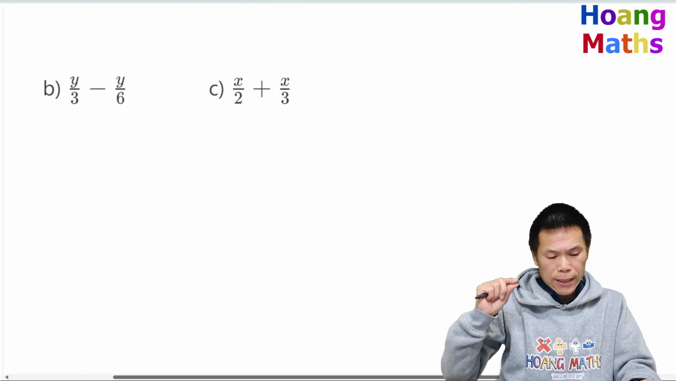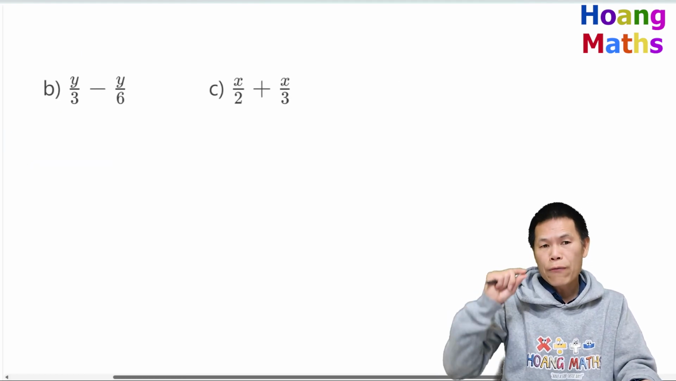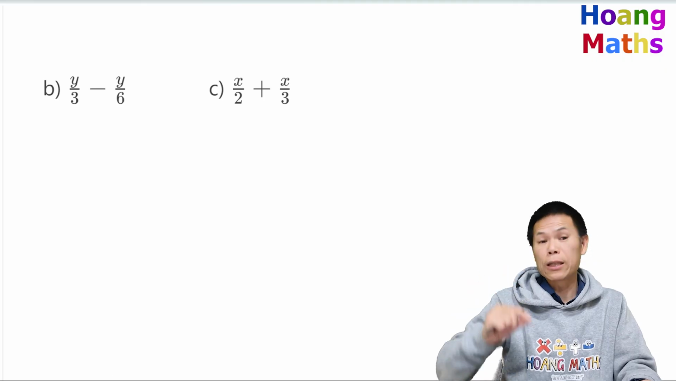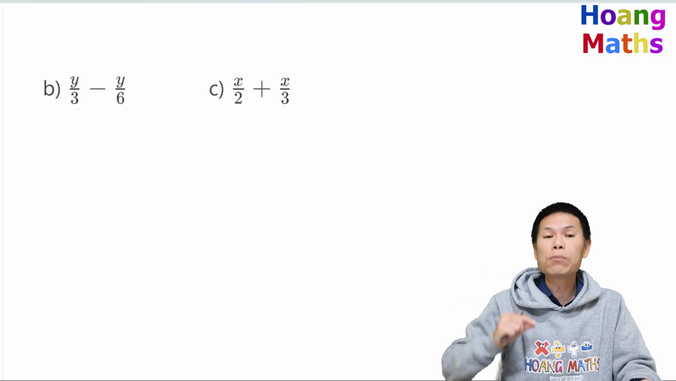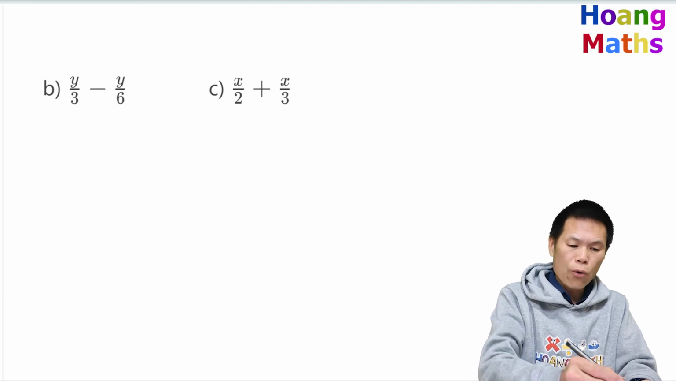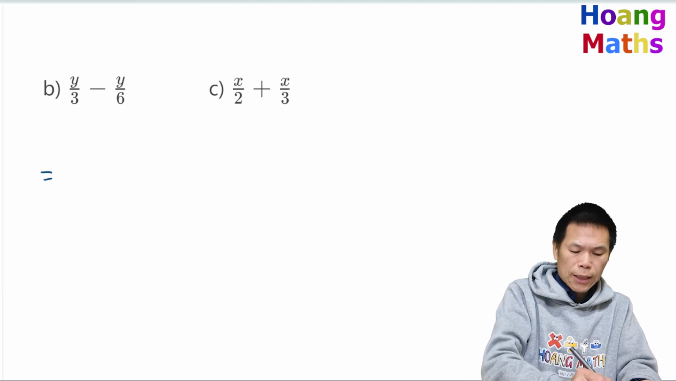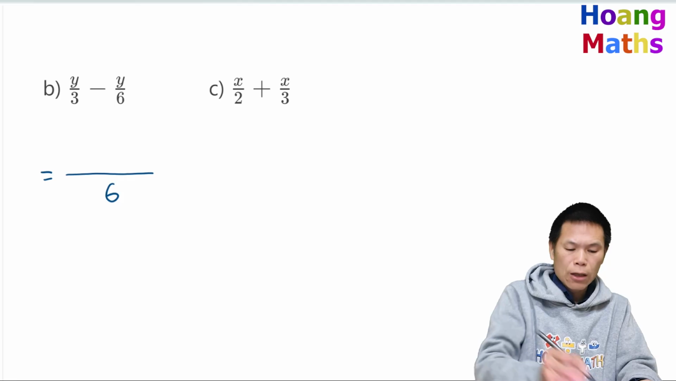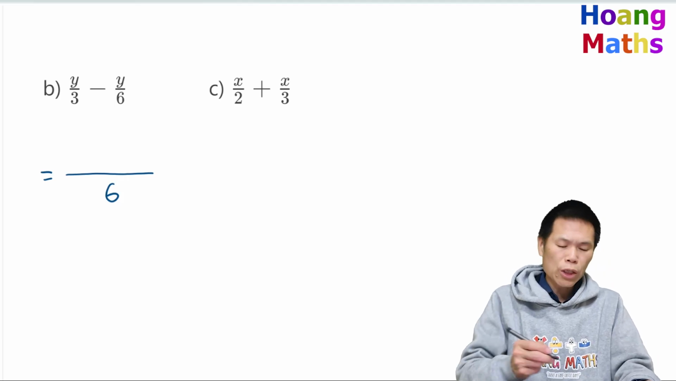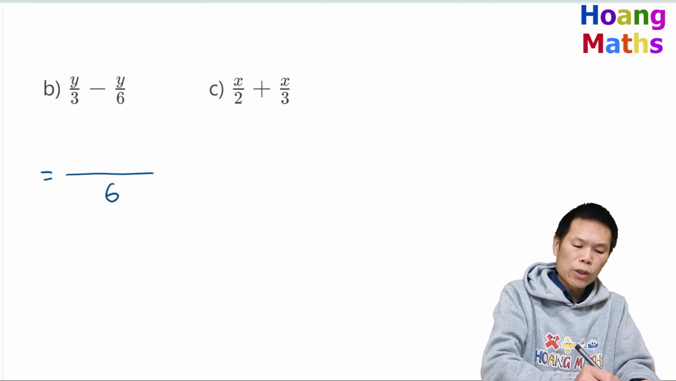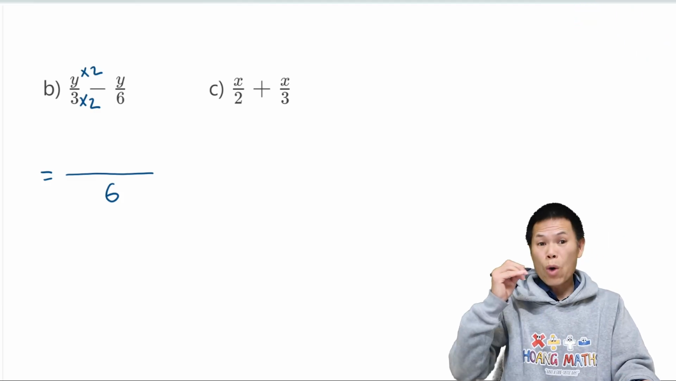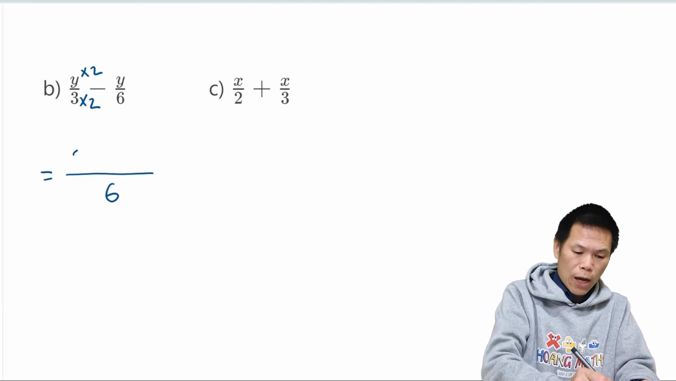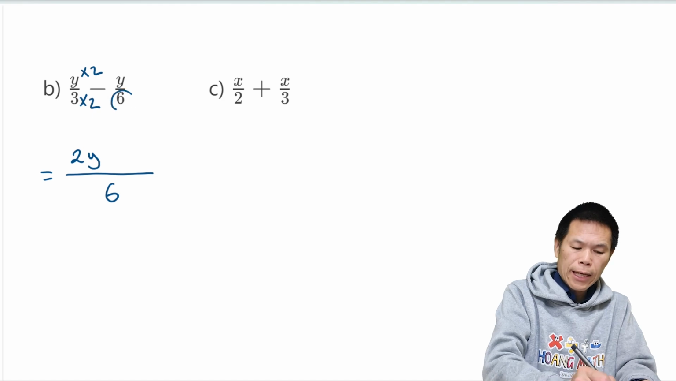The denominators here are 3 and 6. So the lowest common denominator, if you like, is 6, because 6 is multiple of 3. So from 3 to 6, we times by 2 here, correct? So this must times by 2. So y times 2 gives me 2y. And 6 here is the same, so we just write that down.